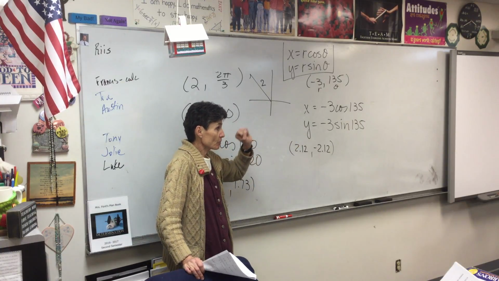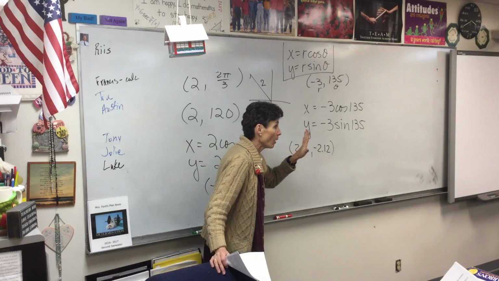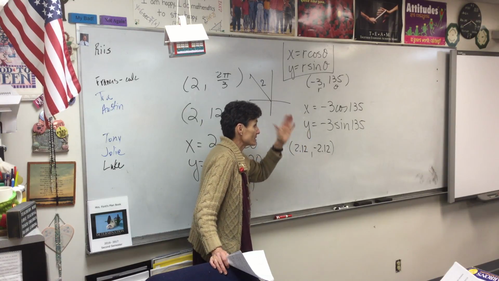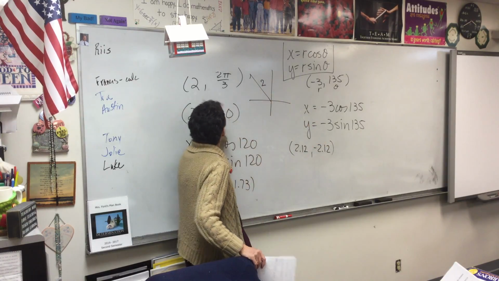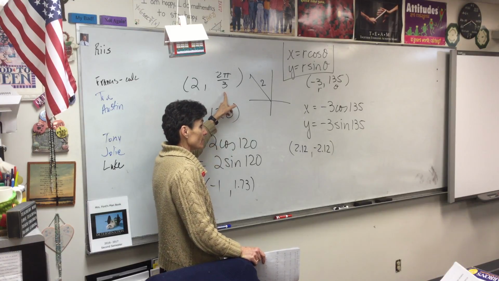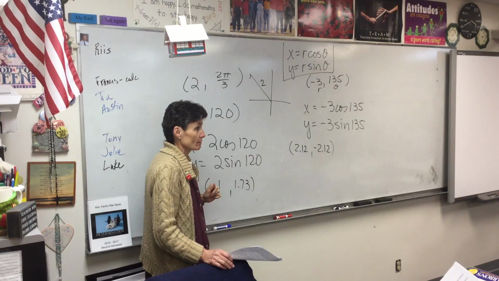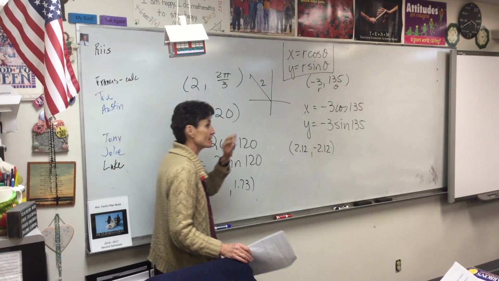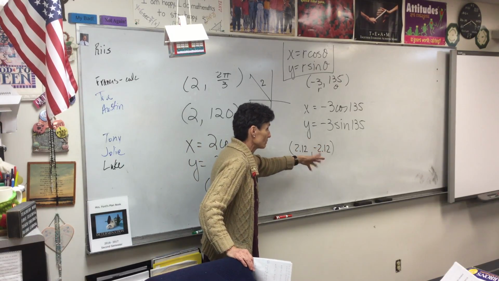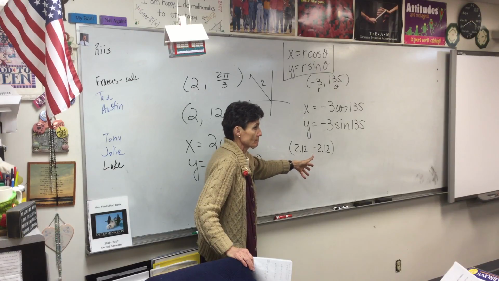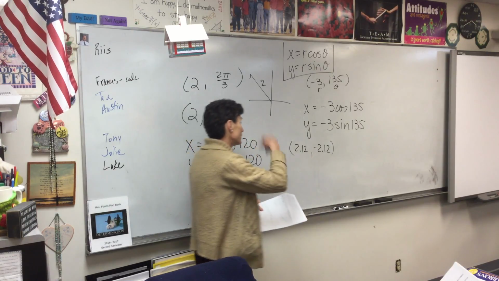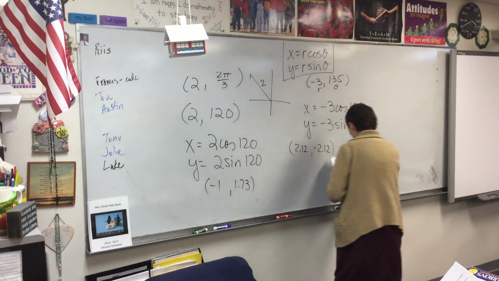Let's stop and gather our thoughts. How do we find X and Y? X is always R cosine theta, and Y is always R sine theta. Right? Which ties in exactly with what's on our quiz tomorrow. All right, now we're going the other direction. Okay, guys?